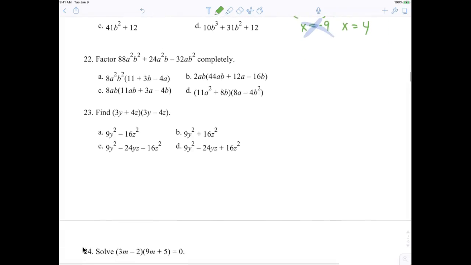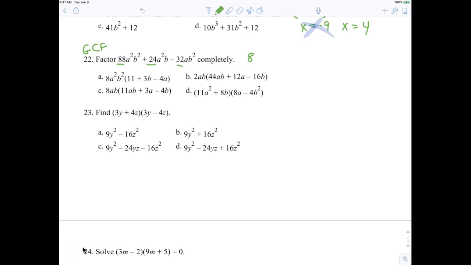Okay. So 22. Factor completely. Again, this one you should just recognize right off the bat. It's just factoring out a what? GCF. Right? Just factoring out a GCF. So if I look at 88, 24, and 32, even if I don't know what the answer is, I can look at the solutions, A, B, C, D, right? And what does it look like it is? 8. Right? So we pull out an 8.